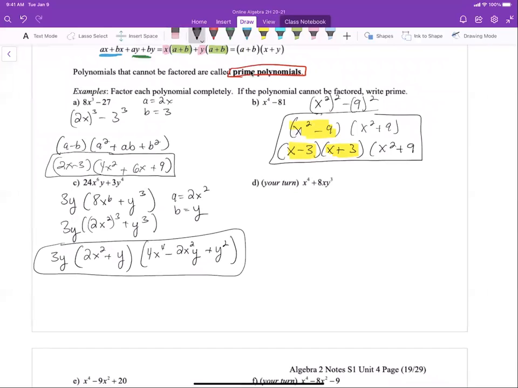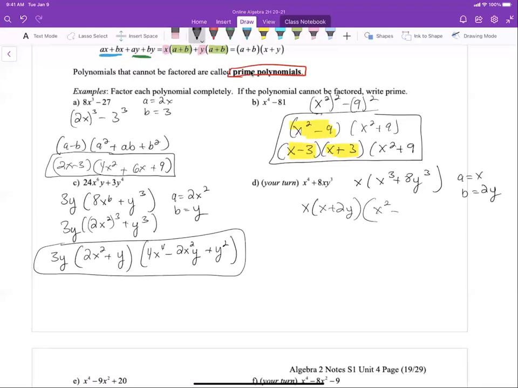Welcome back. So first thing we need to do is remove an x because we have an x in common. So we got x cubed plus 8y cubed. Now you should think to yourself, I think I have a sum of cubes, and I do. So a is equal to x, b is equal to 2y, okay? 2y cubed is 8y cubed. So now I'm just going to do my sum of cubes. So I have x plus 2y, and then I have a squared, which is x squared.